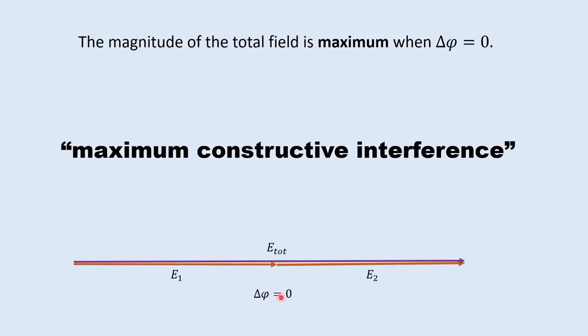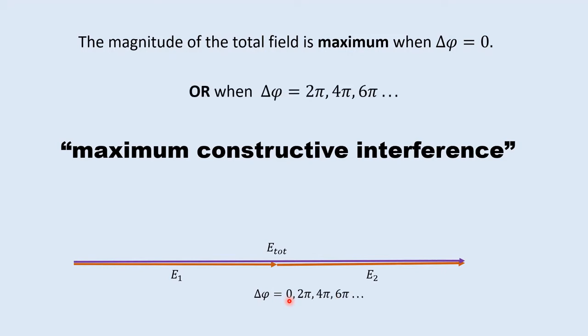If the phase difference is 0, it means the two electric fields at that point P on the screen are oscillating in phase. They go up together, they go down together. The peaks and the valleys line up. That's the most constructive interference you can get.